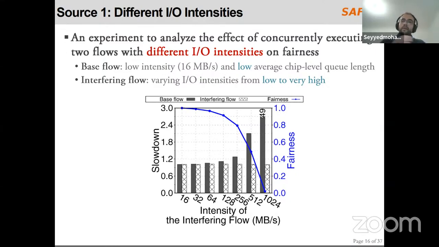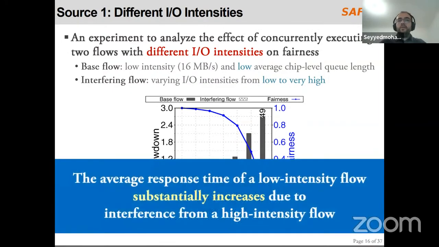We can observe that when we increase the intensity of the interfering flow, the slowdown of the interfering flow is almost unchanged. However, the base flow experiences higher and higher slowdown, and as a result, the fairness degrades drastically as we increase the intensity of the interfering flow. So we conclude that the average response time of a low intensity flow substantially increases due to interference from a high intensity flow.